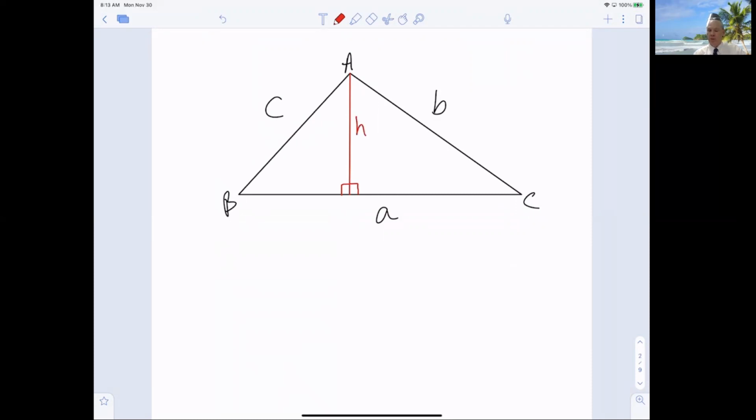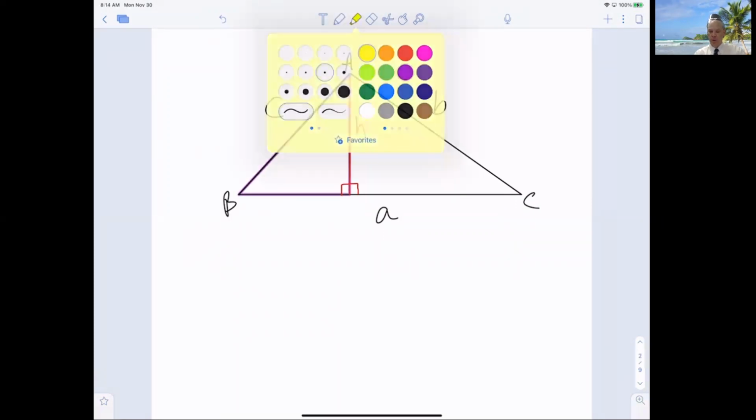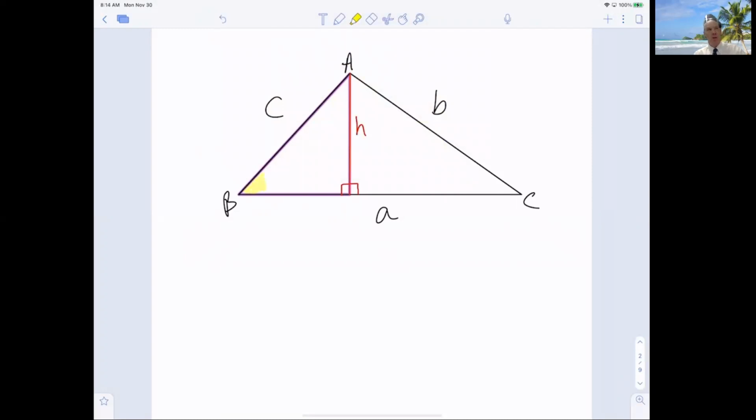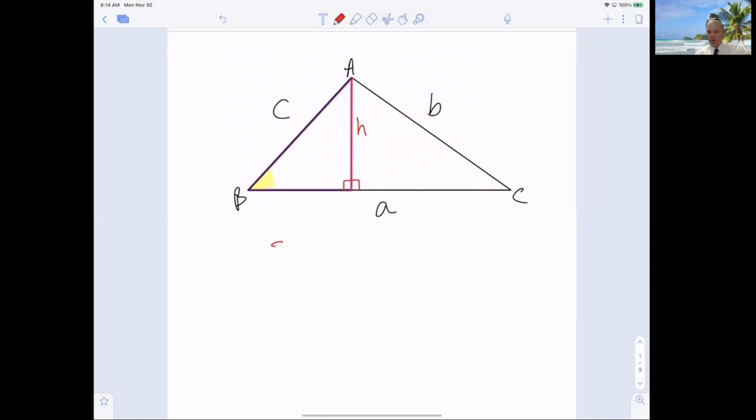And now I'm going to create an equation with the triangle on the left. And I'm specifically going to use, because it's beneficial, angle B. So what I want to show you is that the sine of B is equal to H over C. Does everybody remember that? That's easy, right?